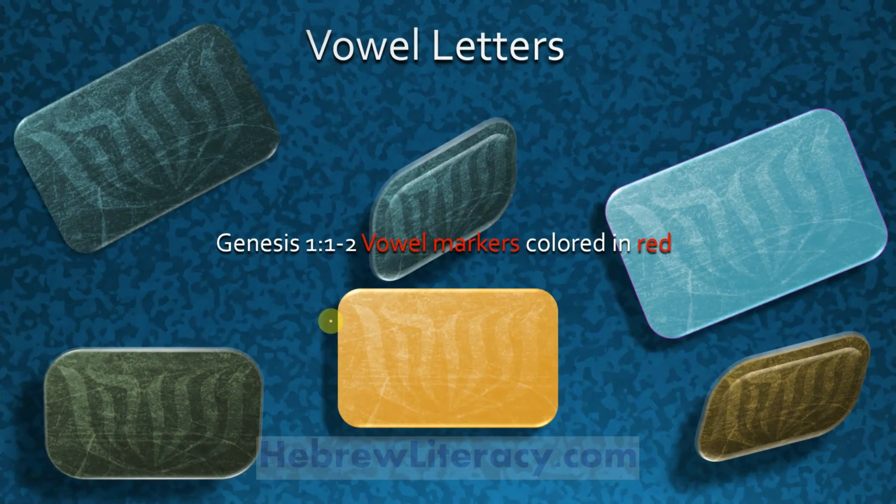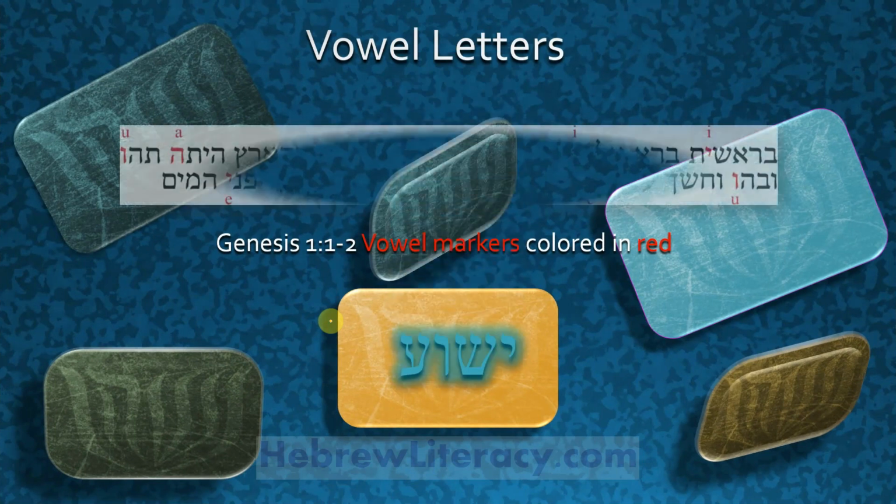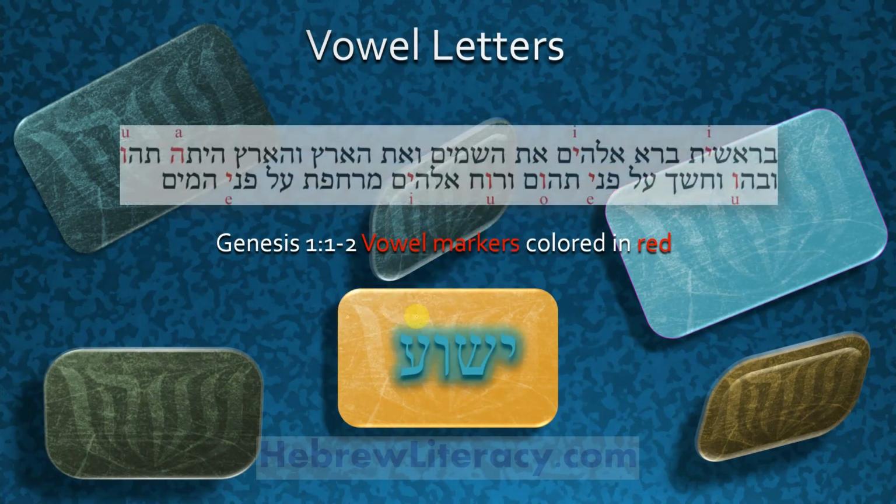So here's an example with some vowel letters. Let me first start with this one on the bottom. This says Yeshua. This is the Hebrew word from which Jesus comes. And the reason it gets morphed into Jesus is because in Greek, there's no sh sound. There's no way to make a sh. So that becomes S.